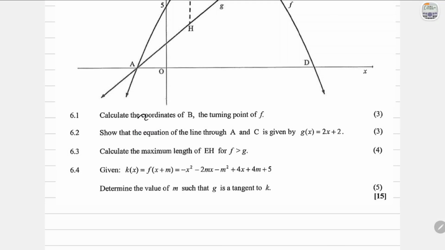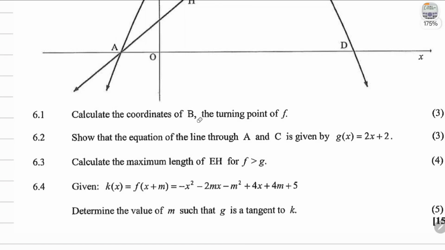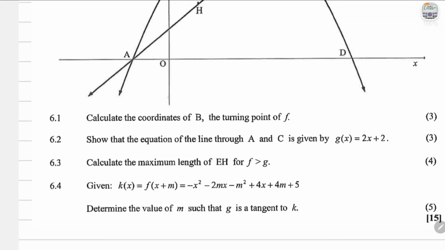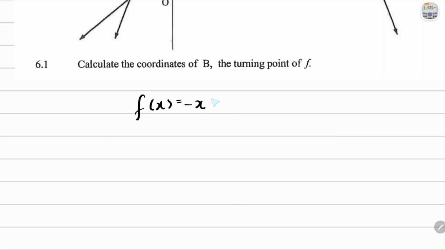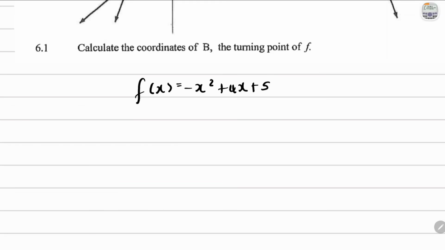The first question is, calculate the coordinates of B, the turning point of f. So just find the turning point. But as you can see, the graph of f is in standard form. So how we find the turning point in standard form is, since our equation is f of x equals negative x squared plus 4x plus 5, you can use this formula.